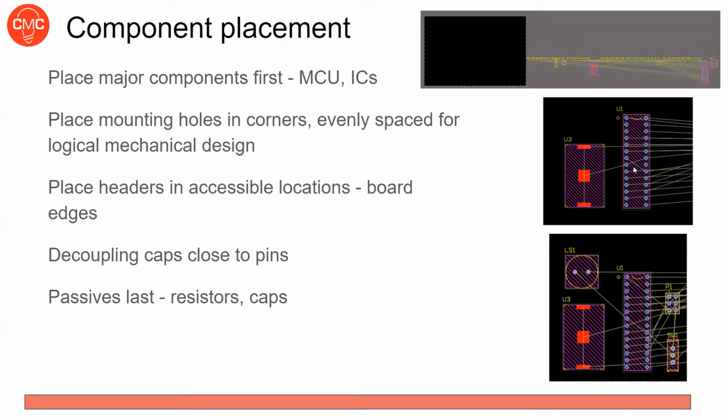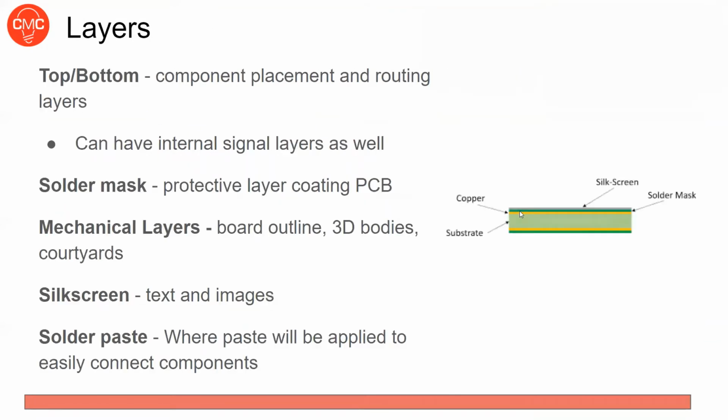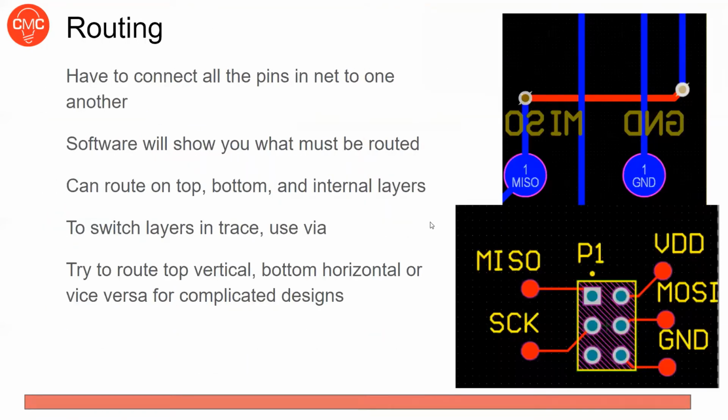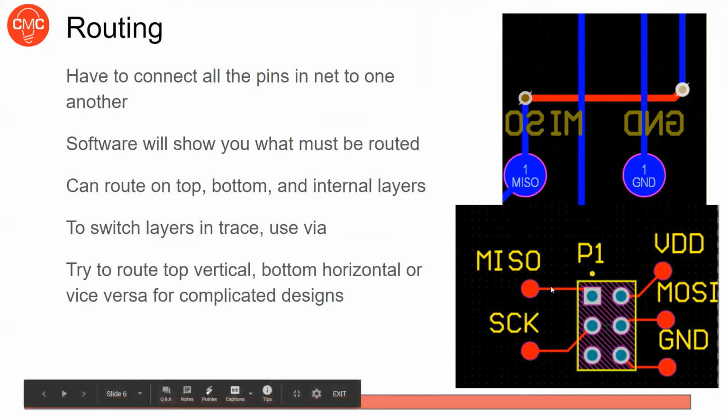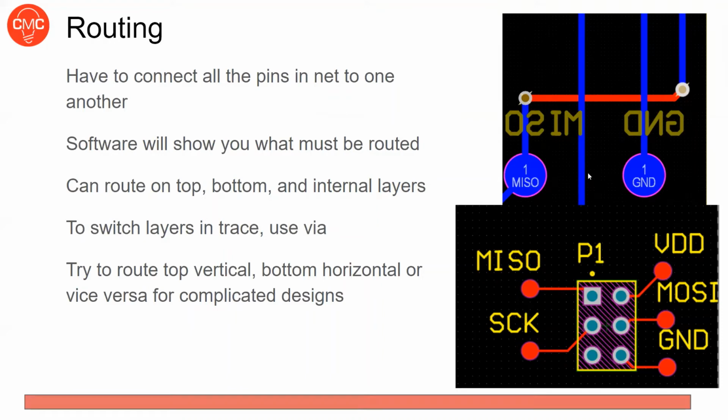Just because you see this connects here to here does not mean that's how you should connect them. Maybe there's a whole other loop that's a better way, but that will show you generally what needs to be connected. You can route on the top layer, the bottom layer, and the internal layers. So here, red is top and blue is bottom. You'll get very familiar with that.